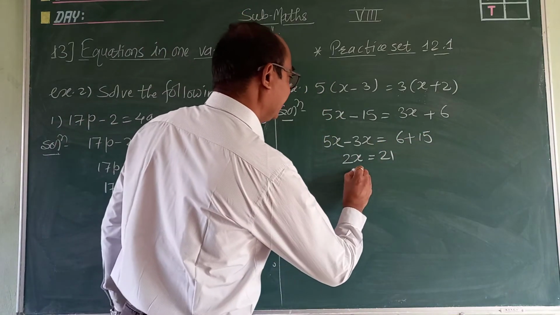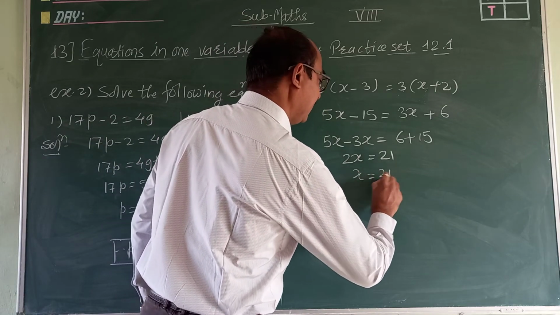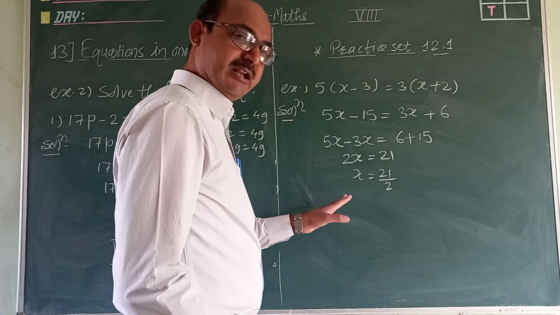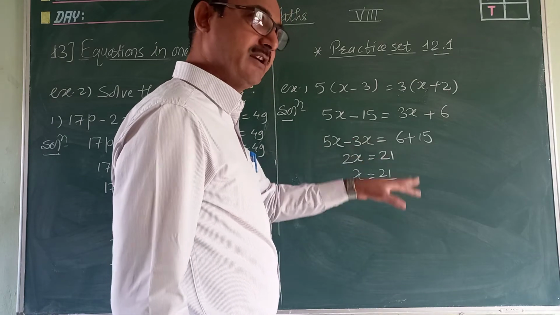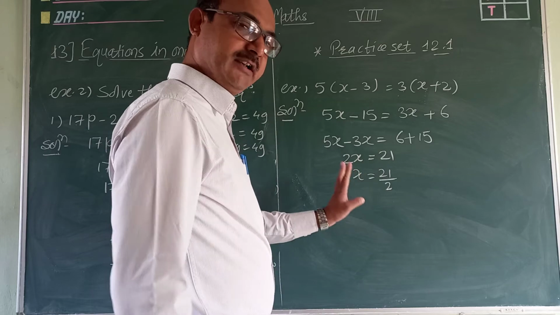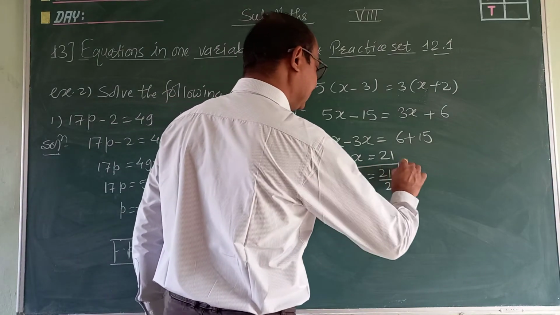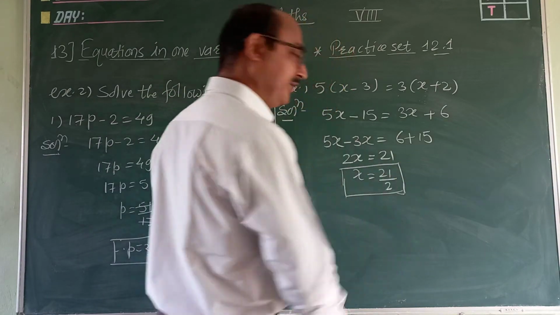So x is equal to 21 upon 2. Keep this one as it is. If complete division is possible, then divide. If you convert it into decimal, no problem, but this is also correct. So x is equal to 21 upon 2.